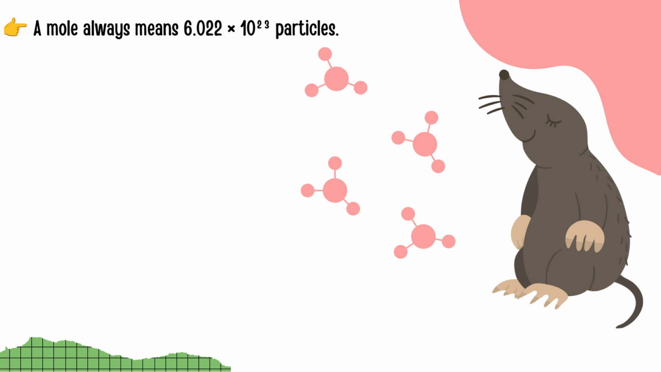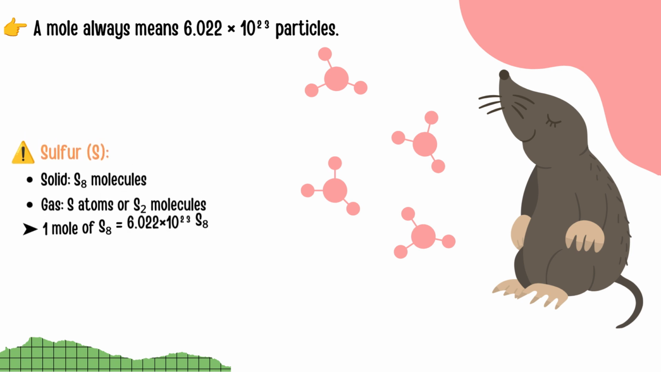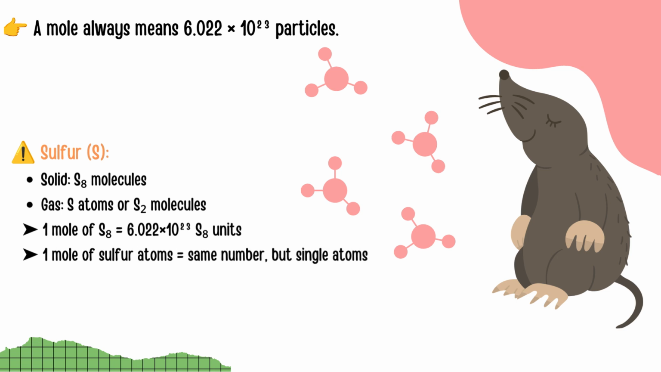But what counts as a particle depends on the physical state. Take sulfur. In solid state, it exists as S8 molecules. In gas state, it exists as single S atoms, or S2 molecules. 1 mole of S8 contains 6.022 times 10 to the power of 23 S8 molecules, whereas 1 mole of sulfur atoms contains the same count of individual atoms.